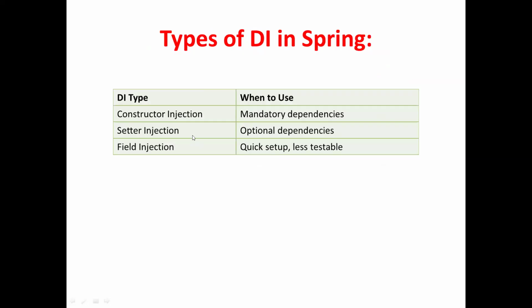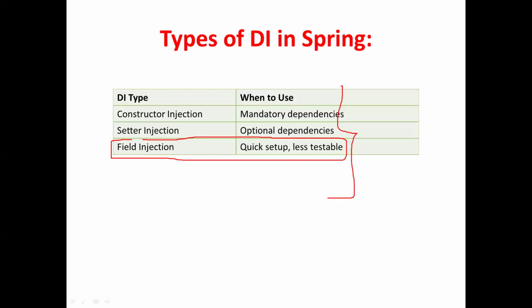Setter injection is for when the dependency is not required and your application should still be up and running; we can call these optional dependencies. Field injection is a very quick setup but less testable. In real time, we mostly use field injection, since it is very easy to implement dependency injection in our classes. But I will demonstrate all three approaches, so at least for interview level you will get some idea, even those who don't know.